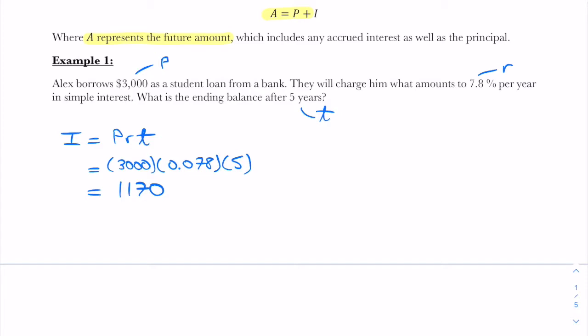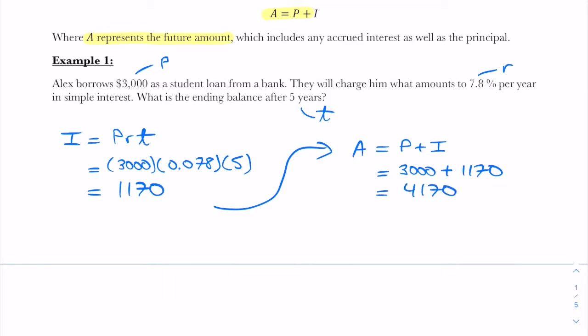The question is asking for the ending balance, so we need to calculate the future amount. To do this, we use the formula for the future amount, P plus I. We had a principal of $3,000. Add the simple interest that has accumulated, and that'll be a final value of 4,170. Remember, in math, it's always good practice to write a concluding statement, so let's do that. Okay, moving on.